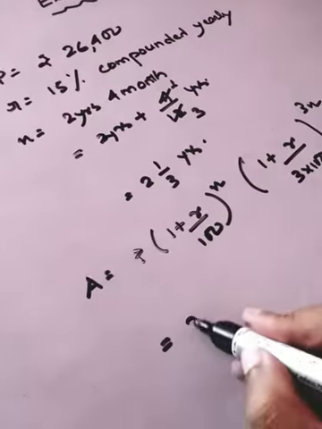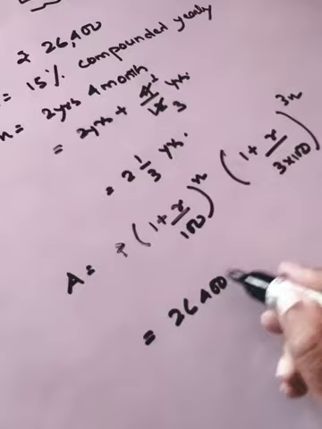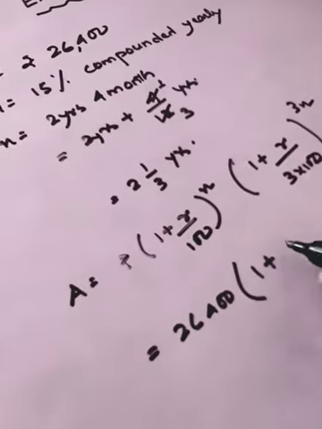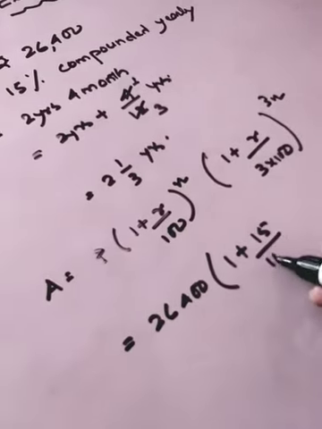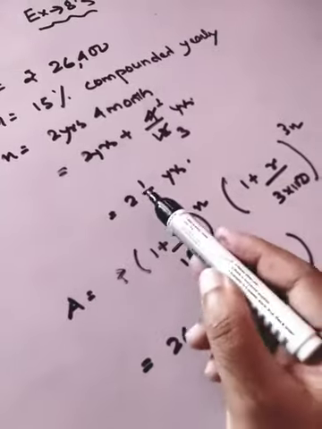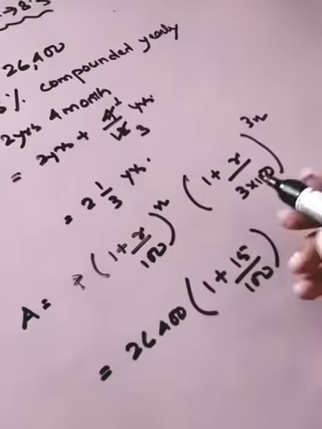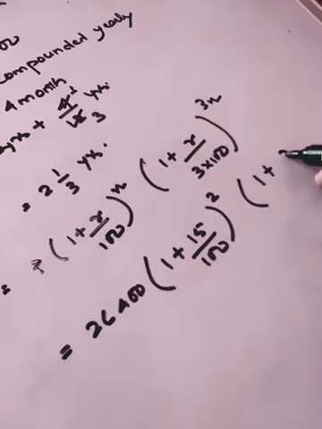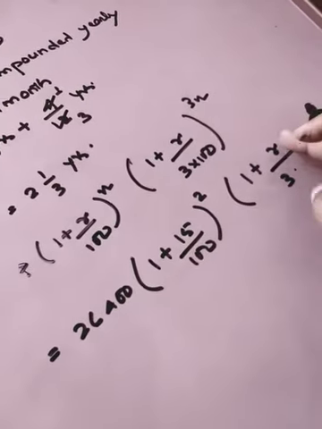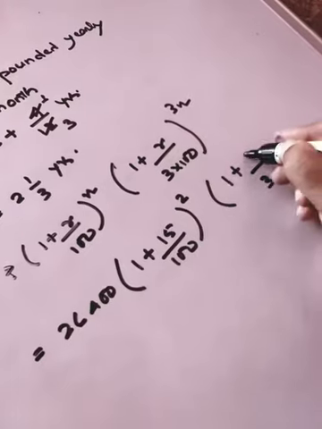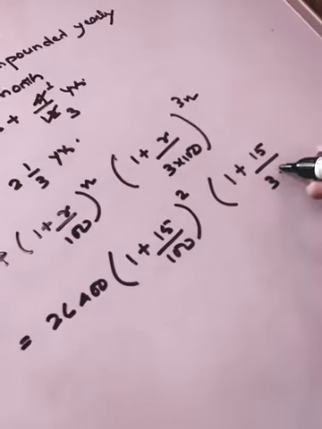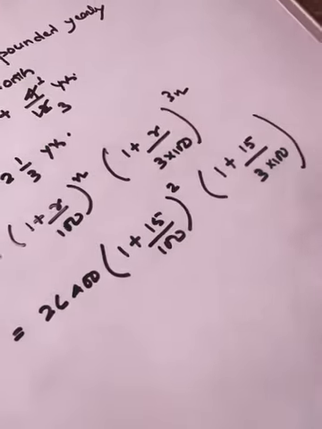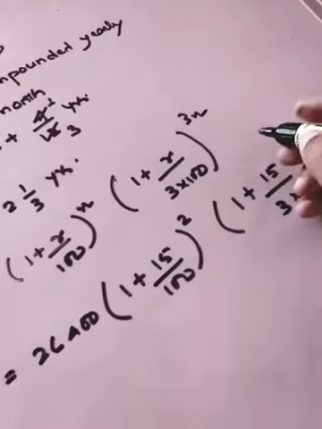P is 26,400, r is 15%, n, the first part of here is 2, so we'll write 2 here. Okay, 1 plus r by 3 into 100, not r, it would be 15 by 3 into 100 to the power 3.